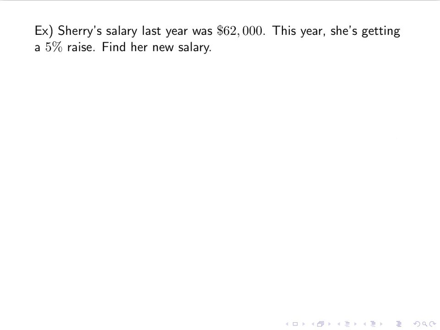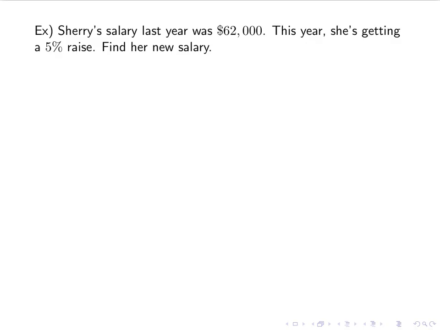Sherry's salary last year was $62,000. This year, she's getting a 5% raise. Find her new salary. So a raise means that we're adding a percentage to it. So $62,000 was the salary before the raise, so that's b. We're looking for the salary after the raise, so we're looking for a.